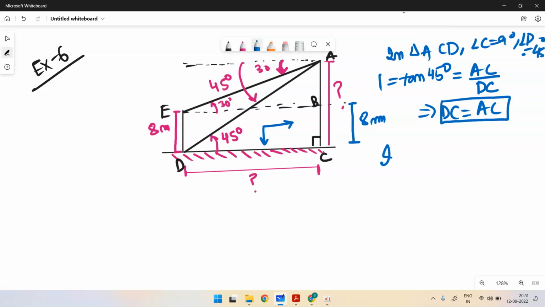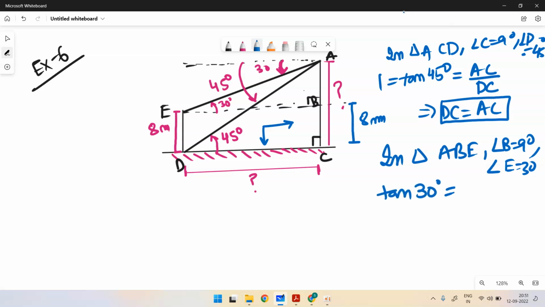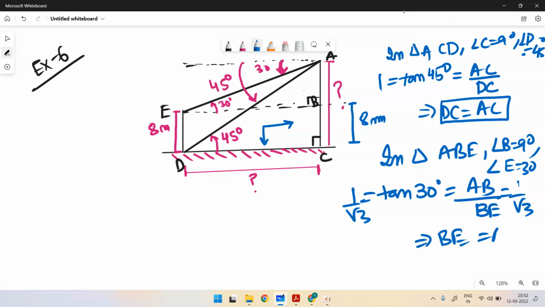Now in triangle ABE, if this is 90, this is also 90 degree. So angle B is equal to 90 degree and angle E is 30 degree. If you apply tan of theta, tan of 30 degree is nothing but AB by BE. From here, tan 30 is 1 by root 3, so AB by BE is 1 by root 3, which implies BE is nothing but AB root 3.